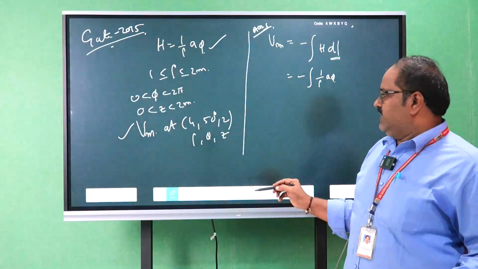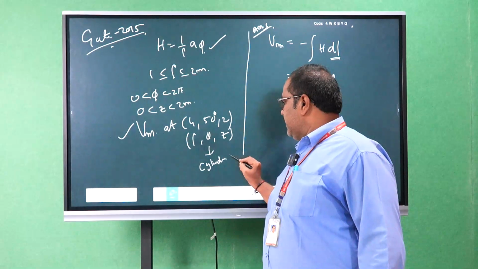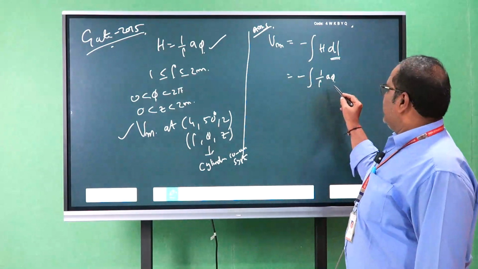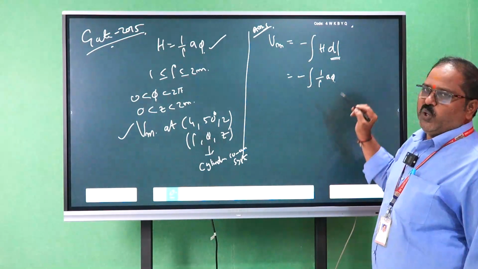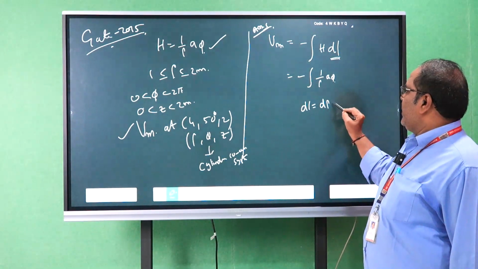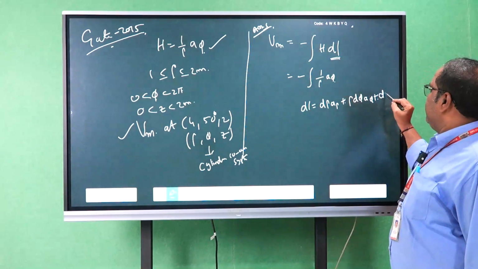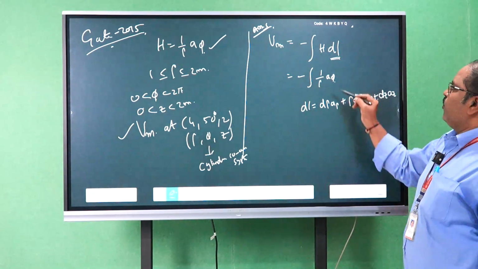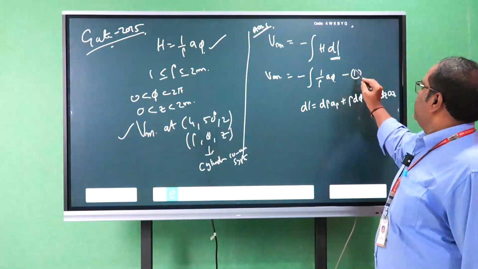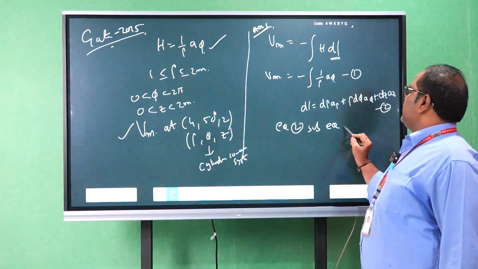What is rho phi z? In the coordinate system, rho phi z is cylindrical. In the cylindrical coordinate system, the differential element dl is also cylindrical: d rho a rho plus rho d phi a phi plus dz az. Call the expression for Vm equation 1 and this one equation 2. Therefore, substitute equation 2 into equation 1.